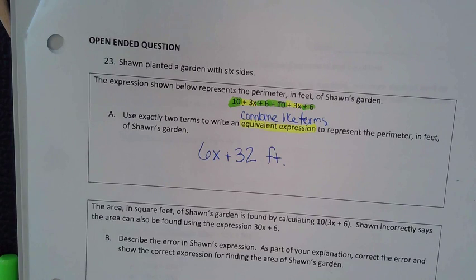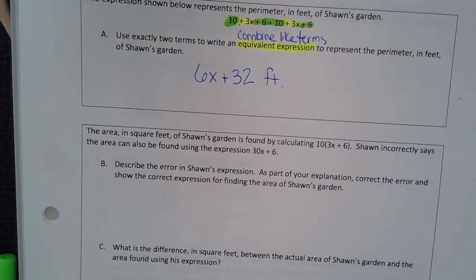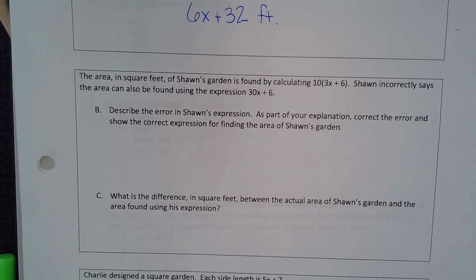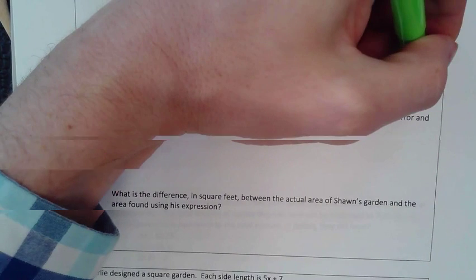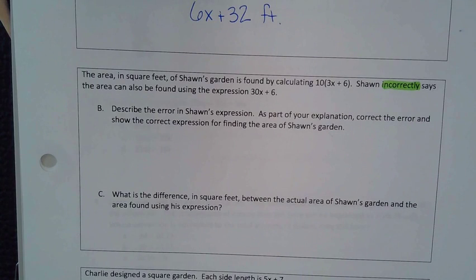Okay. The next one. The area in square feet of Sean's garden is found by calculating 10 times the quantity of 3x plus 6. Sean incorrectly says the area can be found using the expression 30x plus 6. That incorrectly is very important. That means we cannot trust Sean. He is not a trustworthy individual.